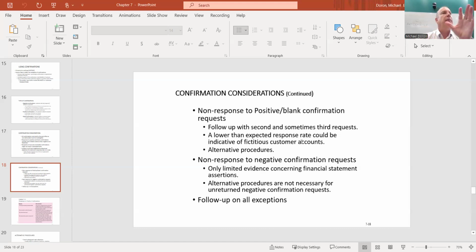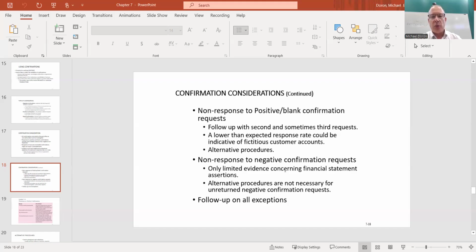Right. So if you're expecting everybody to write back and then some of them don't write back to you, we already know some of them won't write back to you because they won't bother. But if there's a lot of them not writing back to you, there's also a possibility that these customers don't exist. That's less likely, but it is a possibility you want to follow up on. So when you get positive and blanks that aren't being returned to you, you do want to keep following up, try to confirm whether these people actually exist or not, or whether these customers are fictitious.